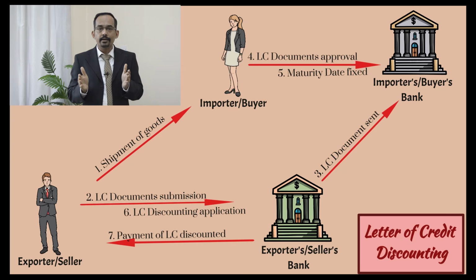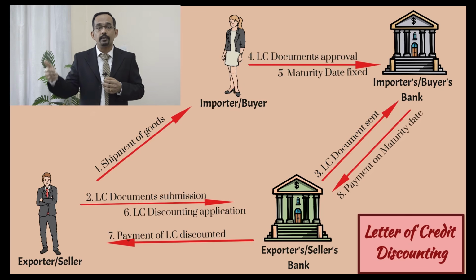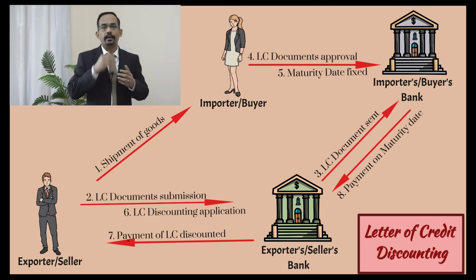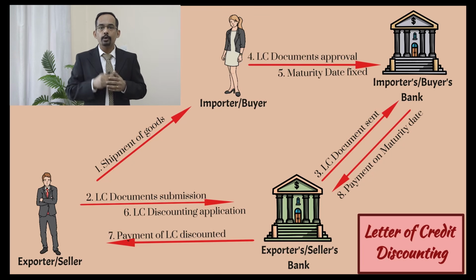Having said that, the seller has received the payment on the discounting date. Let's see what happens on the maturity date. On the maturity date, the funds from the buyer are transferred from the buyer's bank to the seller's bank, and if there is any shortfall in the funds so received due to any discrepancies, that shortage will be charged by the seller's bank to the seller's account.